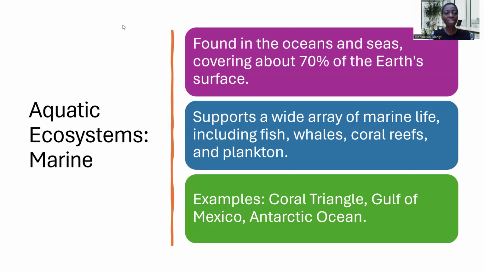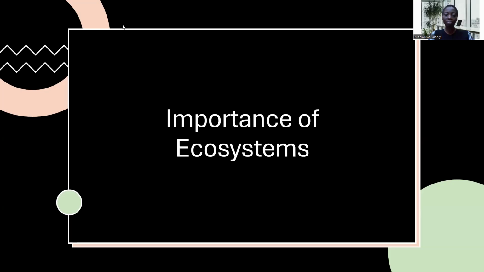What of the marine aquatic ecosystems? They are found in oceans and seas, and they cover about 70% of the Earth's surface. They support a wide array of marine life, including fishes and whales, and also plankton. An example includes the Antarctic Ocean.